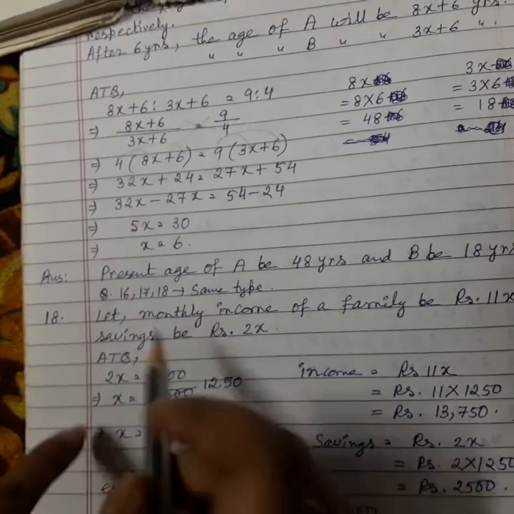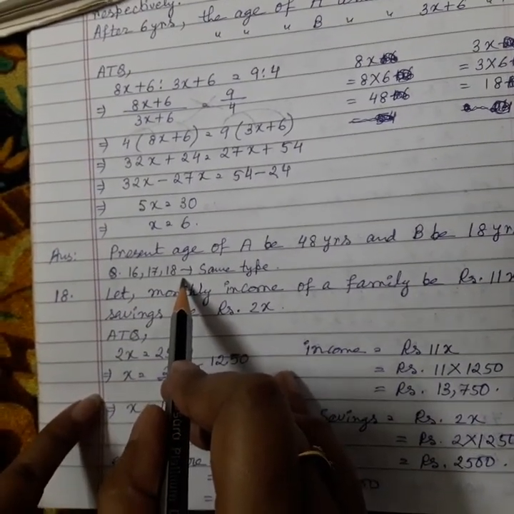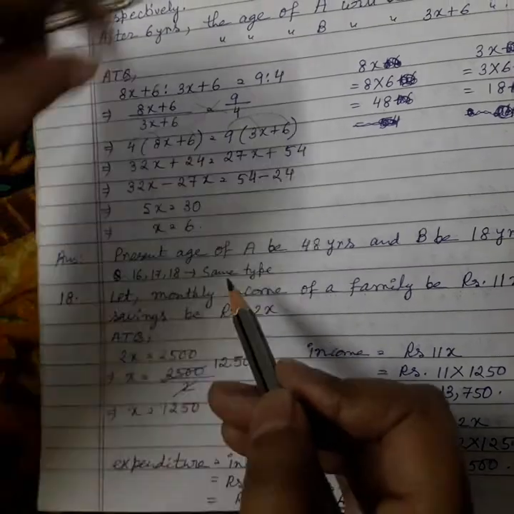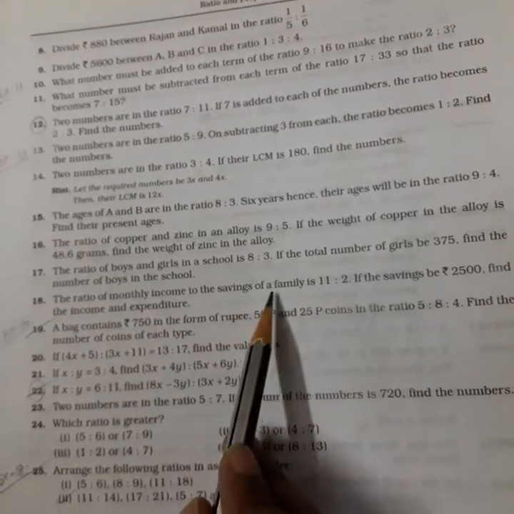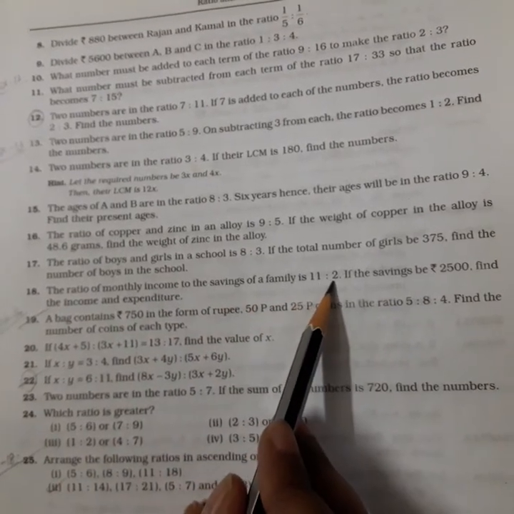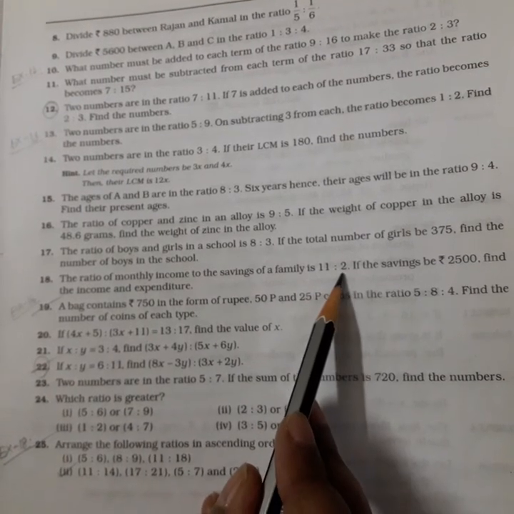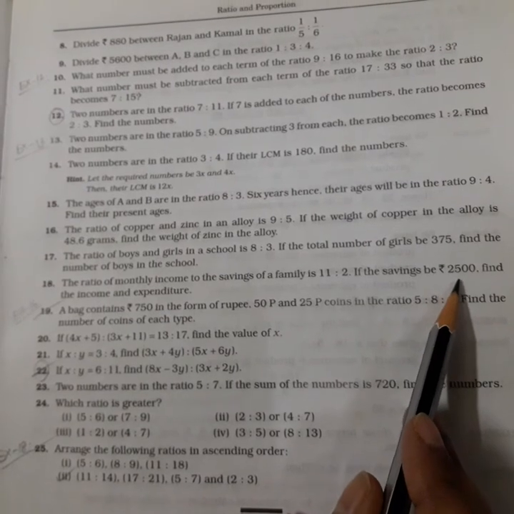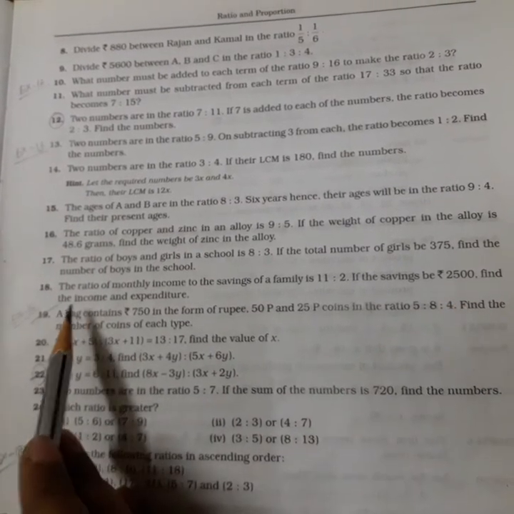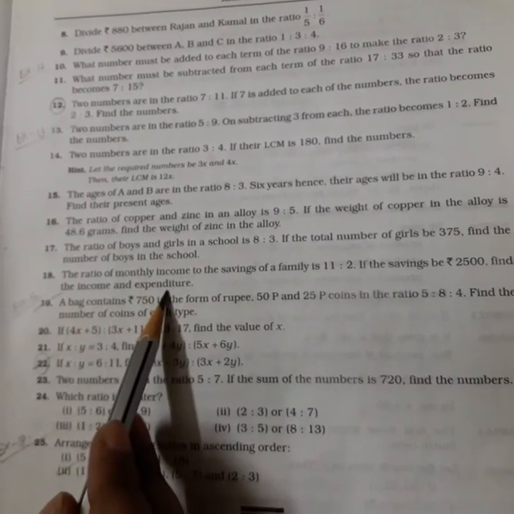Now in this exercise, question number 16, 17, 18, these three questions are of the same type. Already this type of sum you have done in class 6. So question number 18 I have done, that I am explaining. The ratio of the monthly income to the savings of a family is 11 is to 2. That means monthly income we can take 11x and savings we can take 2x. And if the savings be 2500, find the income and expenditure. Savings is given, you have to find income and expenditure.